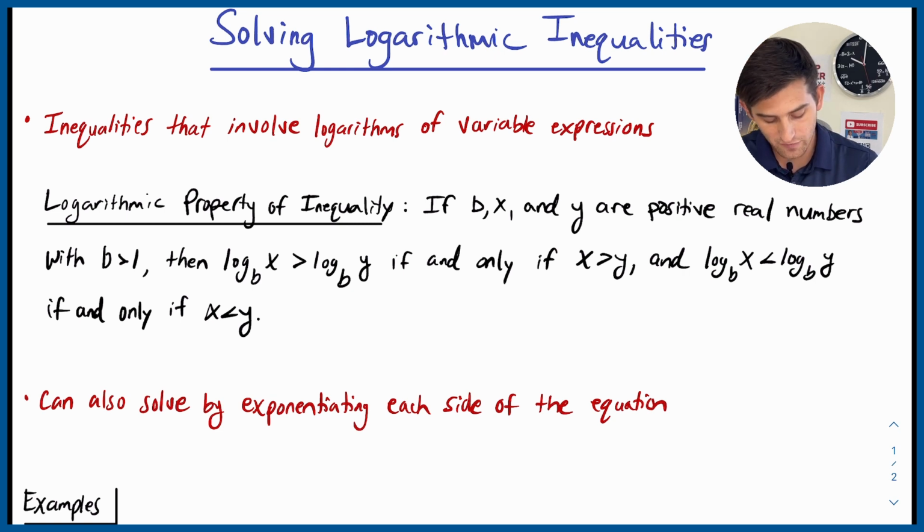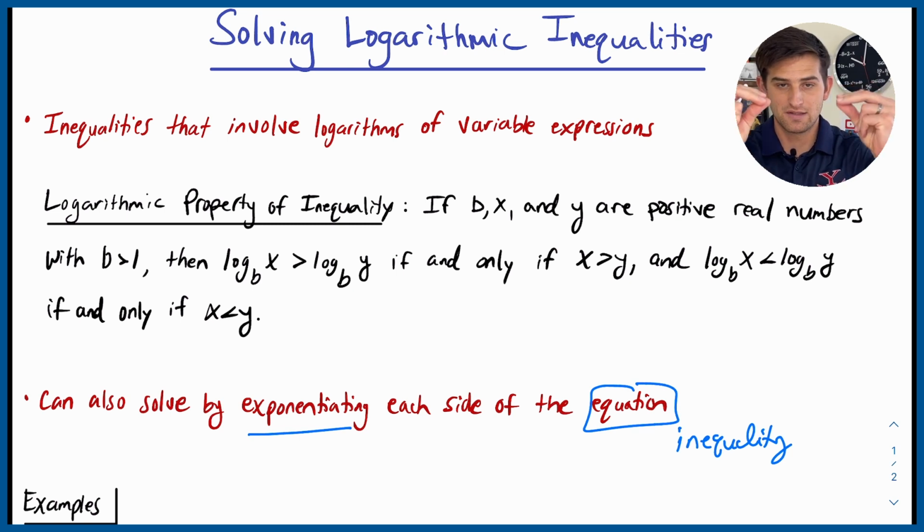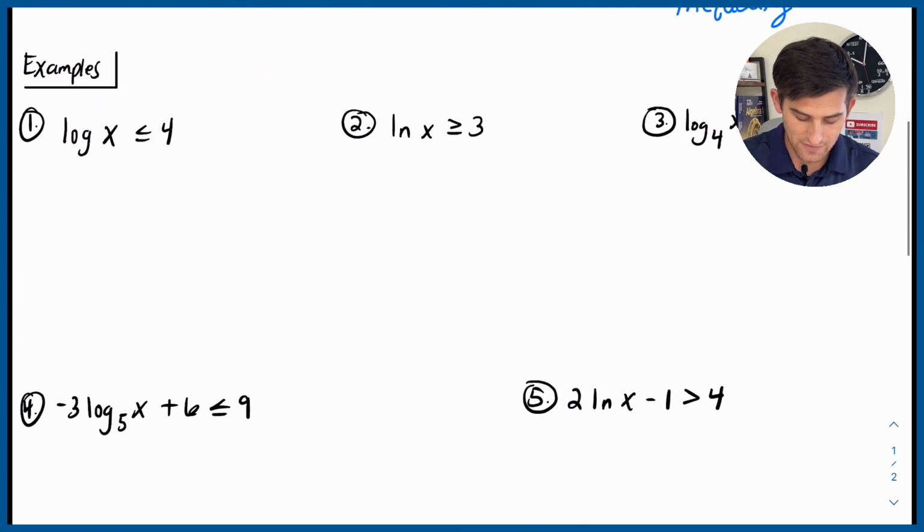But also, we can solve by exponentiating each side. I wrote equation here, but we know this needs to be an inequality. For an inequality, we can take both sides and make those exponents to the same base, because then our exponents would have to follow that same inequality symbol in order for the entire inequality to be true. We're going to look at 5 examples in this video.